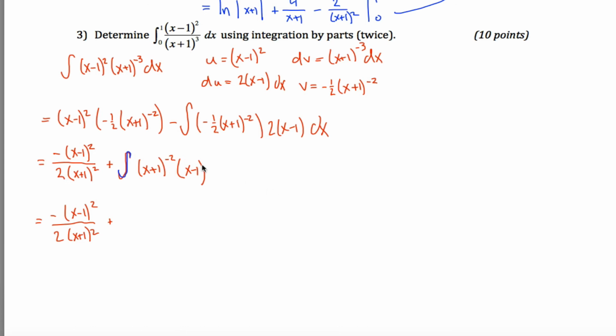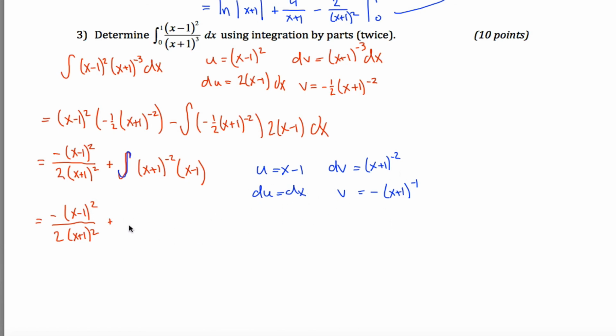Playing the role of u, I'd want to be this thing because this is the thing that gets simpler when I take its derivative. So u is x minus 1, and therefore du is dx. And dv, by process of elimination, would be x plus 1 to the negative 2 power, and therefore v would be equal to, well, I got x plus 1 to the negative 1 power, but I need to switch the sign so that when I bring the negative 1 down in front, I get the 1 as the coefficient here. So I get these parts. So let's put these in.